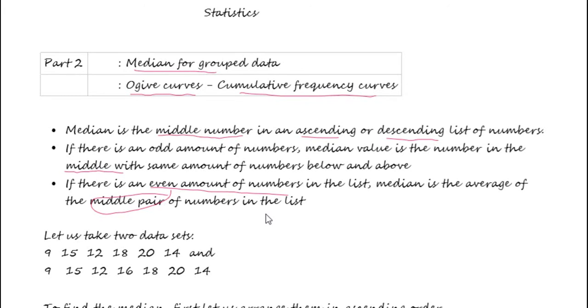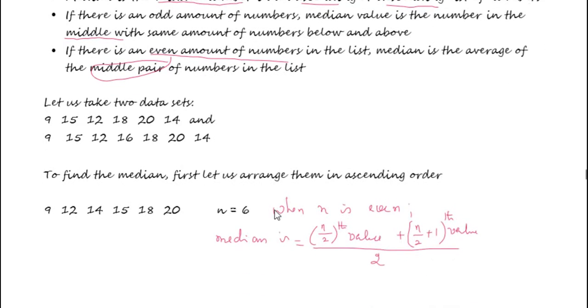We have covered this last year in 9th standard statistics chapter. Let us have a relook at it. Let us take two sets of data here, 9, 15, 12, 18, 20, 14 and one more set here. Both these are not in ascending or descending order. So first, we need to calculate the median. In the first case, it is 1, 2, 3, 4, 5, 6, an even number of values. In the second case, an odd number of values.